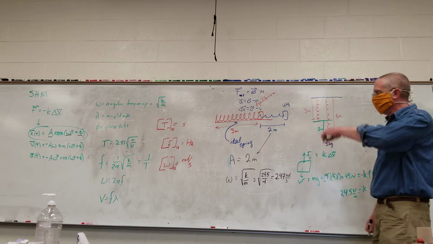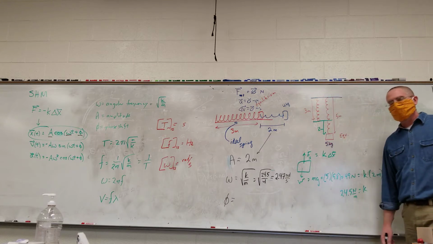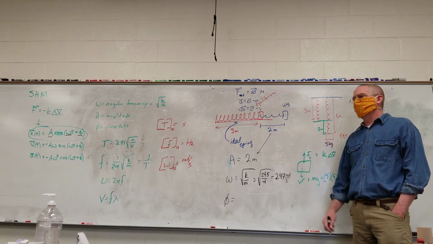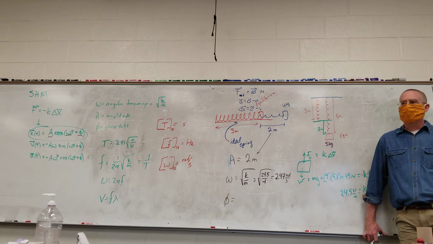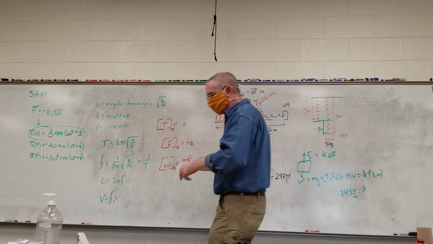And phi, our phase shift. Two. How'd you get that? 2 meters. Yeah, but that's the amplitude. Three, right? You said 3? Yes. Why 3? It's the length of the spring. All right, so let's think about this. It's not 3.